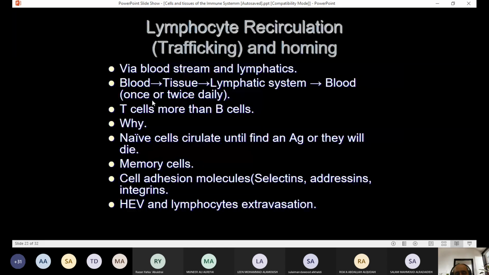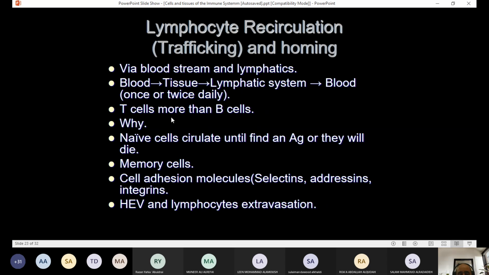The blood circulation, maybe once or twice daily, it could make one or two rounds per day, hopefully so that they will meet their antigenic counterpart. We see more T cells than B cells present in the blood and the reticuloendothelial system.